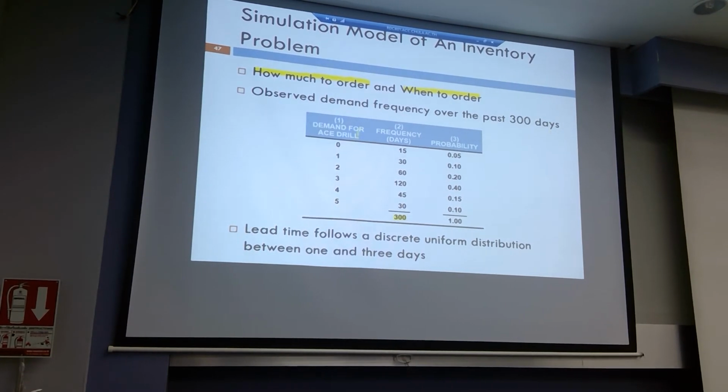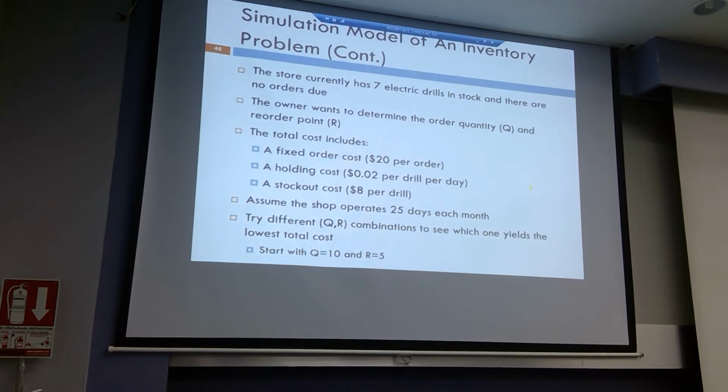For the lead time, once we place the order, it will take time for the supplier to replenish the product for us. The lead time follows a discrete uniform distribution between 1 and 3 days. So we will simulate that. Currently, the store has 7 electric drills in stock, and there are no orders outstanding, so nothing is going to come in. Okay, we have only 7. The owner wants to determine the order quantity and the reorder point.